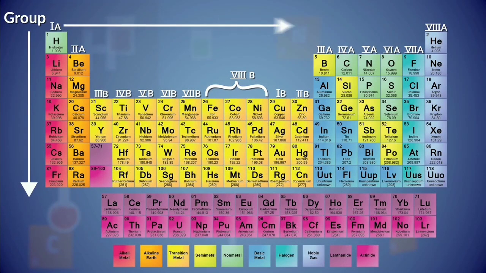That's how these groups are arranged, and as you can see, as these groups are being arranged, there are also horizontal rows that are being formed. These are called periods, and we're going to see about these in the next video.